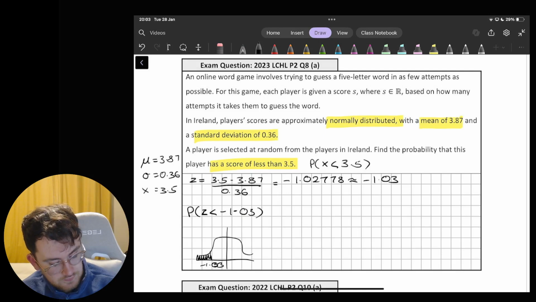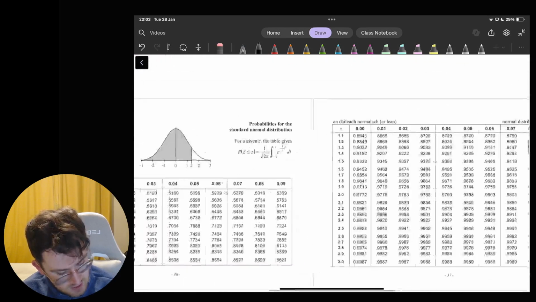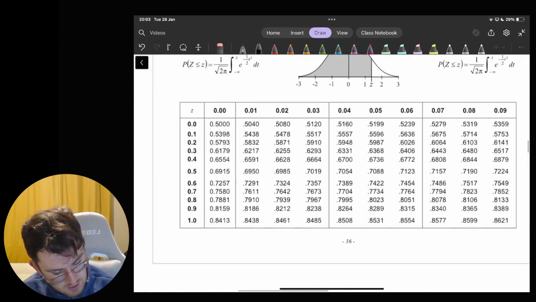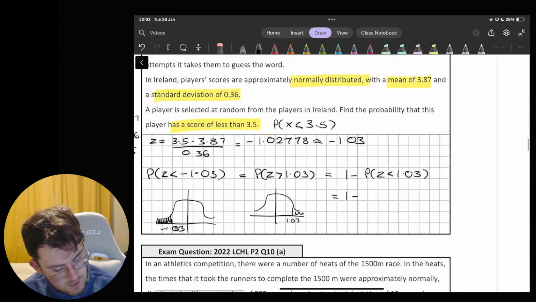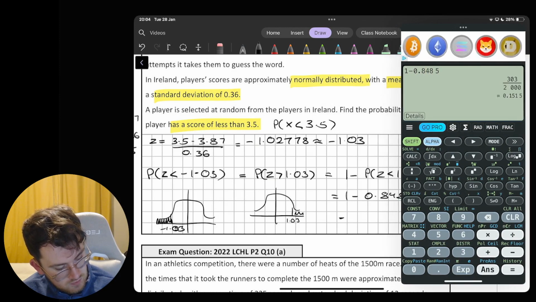this section here. That's equal to the probability that Z is greater than the positive 1.03, which is up here, which corresponds with 1 minus the probability that it is less than 1.03. So 1 minus, let's go look for 1.03 in the log tables here. It's down here, 0.8485. Let's fill that value in: 1 minus 0.8485, and that is 0.1515.